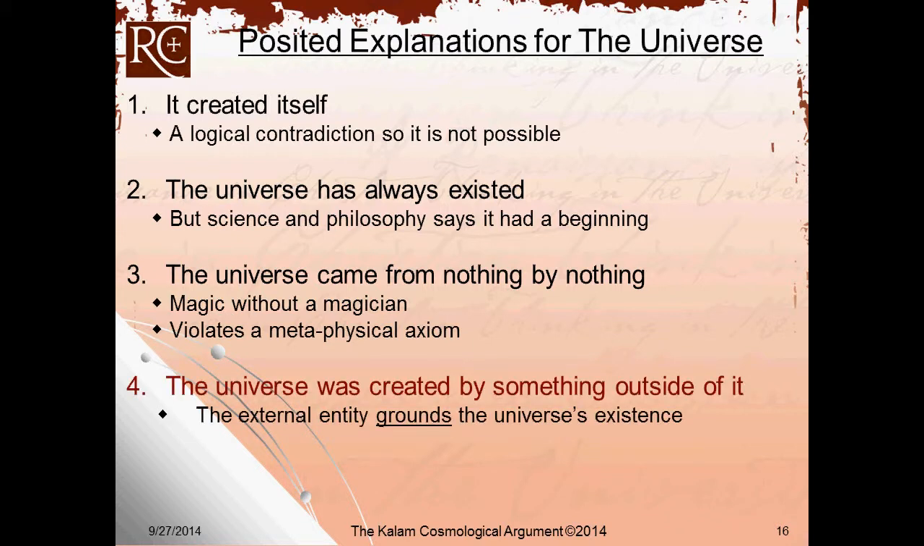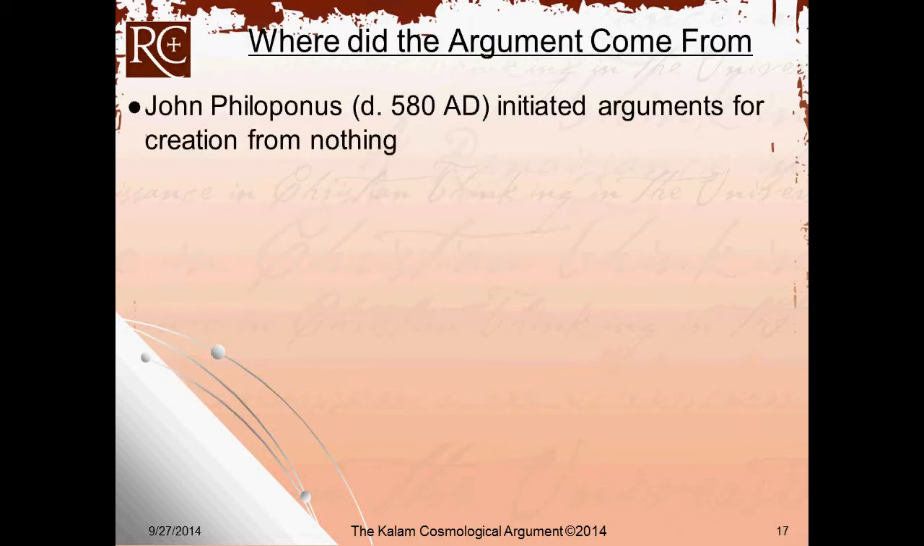So the fourth option is the universe was created by something outside of it. So the universe didn't always exist, and then it came into existence, but it has a cause. And that cause, of course, is outside the universe. And that external cause grounds the universe's existence. And that's what we're going to focus on, really, is 4.